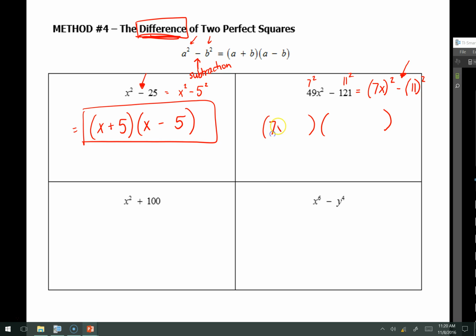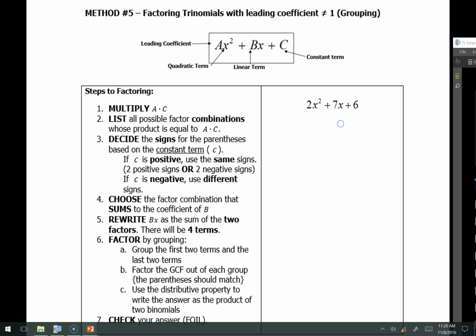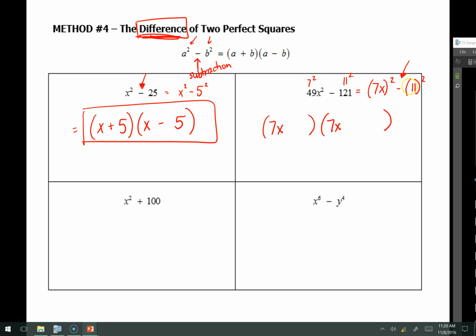The first term in both factors is the first base. The second term in both factors is the second base. And then because it's a minus sign, they have opposite signs in between. So you get 7x plus 11 times 7x minus 11. Remember, you can always distribute these back together or FOIL to check to make sure that you did that correctly. Okay, let's look at this next one. It's a little different. Do you notice anything about it? You have x squared, which is a perfect square.